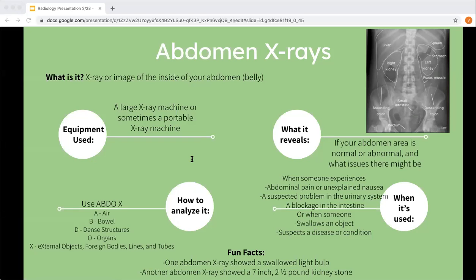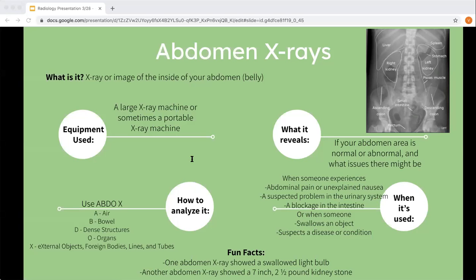Next, it's important to know when abdomen x-rays might actually be used. The times an abdominal x-ray is used is when someone experiences abdominal pain or unexplained nausea, if there is a suspected problem in the urinary system, when someone has a blockage in their intestine, when someone has swallowed an object, and an abdomen x-ray helps to diagnose suspected diseases or conditions if someone has reason to believe they have a certain disease. As you can tell, abdomen x-rays are very useful for a number of reasons.